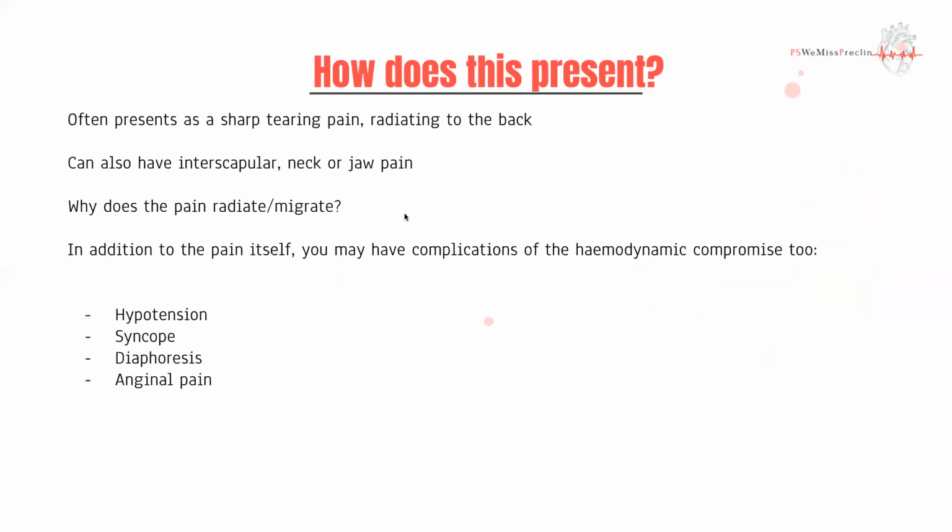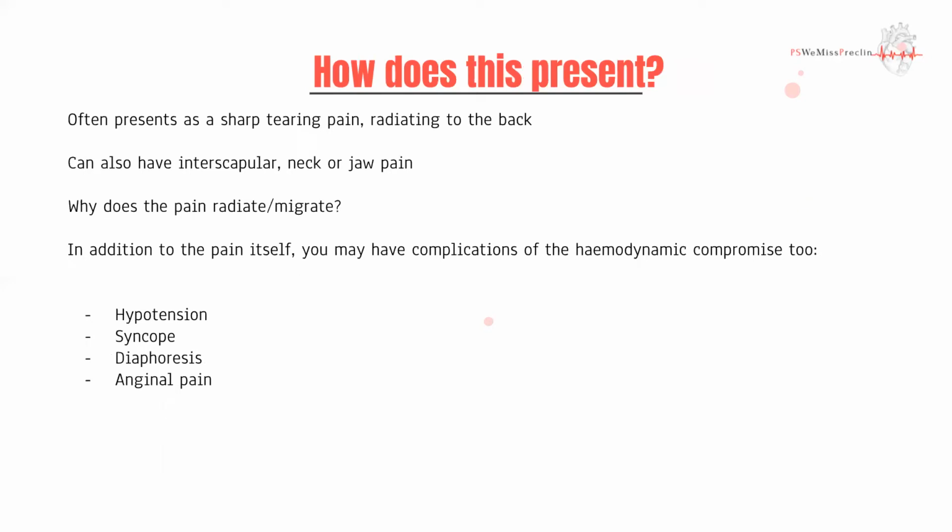Going back to how they actually present, obviously this is going to be really important to identify an aortic dissection when a patient is in front of you. So it typically is known to present as a sharp tearing pain that often moves or radiates to the back. You can also have interscapular pain, neck pain, jaw pain, and if the dissection is in the abdominal aorta, you can often present with abdominal colicky pain that radiates to the back.